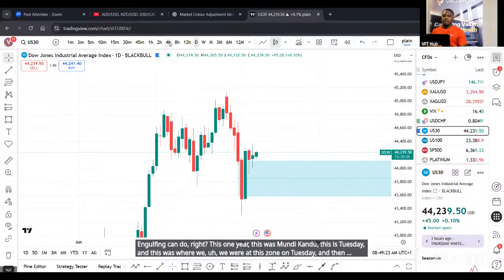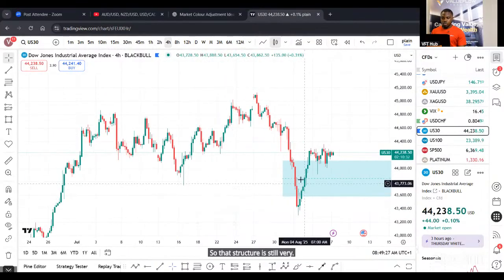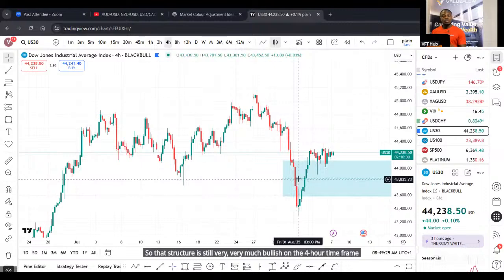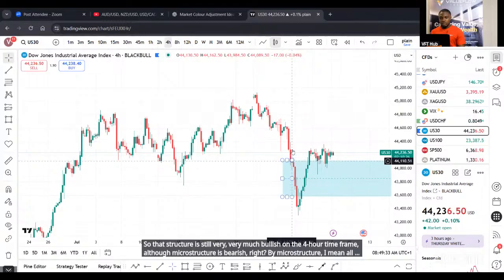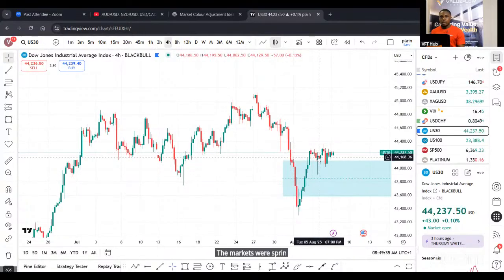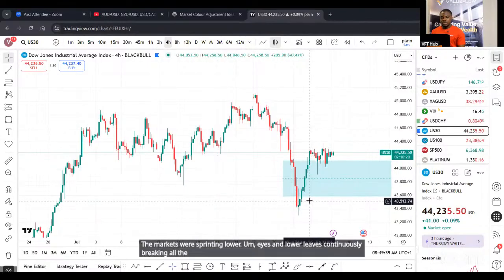And then by the time we go to the 4-hour time frame, that structure is still very much bullish on the 4-hour time frame, although the microstructure is bearish, right? By microstructure, I mean all of this. The market was printing lower highs and lower lows continuously, breaking all the structure to the downside, and that also gives us some level of concern.